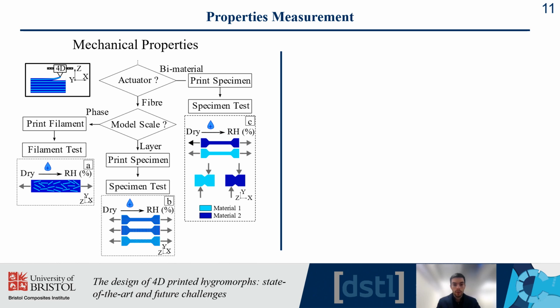One thing that we want to emphasize is the importance of understanding the impact of humidity on the material, because sometimes the hygromorph actuation will be fairly long, and therefore this will impact the humidity. Humidity will impact the mechanical properties during the test, and understanding this impact will enable us to understand the comparison between the model and the real hygromorphs.